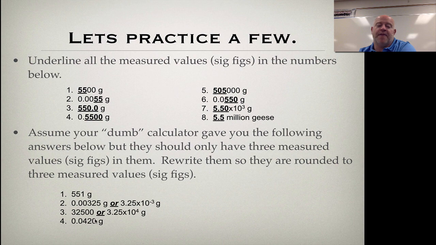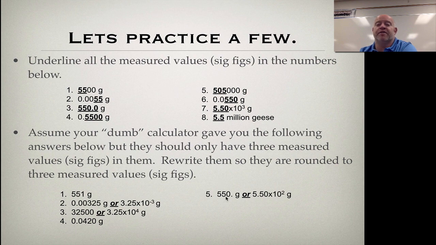Fourth one, we round back, and it just happens that the 0 is in the position of the third measured value. So we do want to keep this 0 there because it is part of the measurement. These zeros over here would not be part of the measurement on this one. 5, 6, 7, and 8 are a little bit more challenging. So they're there kind of to push the limits of what you maybe understand with this stuff.